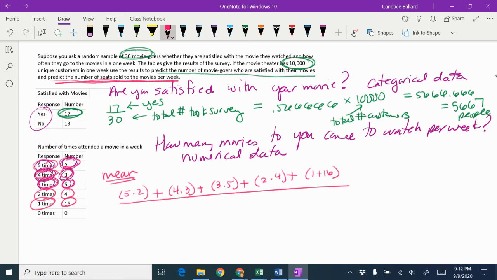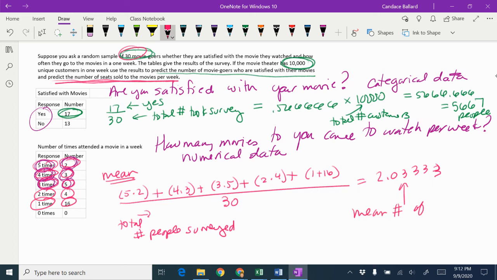And then I'm going to divide that by the total number of people surveyed, which in this case was 30. So when I do that calculation, I get that the people are coming to the movies an average of 2.03333 times per week. That is the mean or average number of times coming to the movies per week. So that isn't what I want yet.